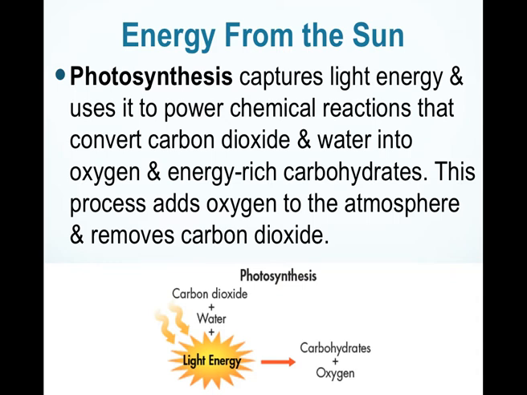Photosynthesis is the process that plants use in order to capture energy from the sun and power the chemical reactions to convert carbon dioxide and water into glucose. That's sugar that it needs in order to have energy for its cells. This process takes carbon dioxide out of the environment and adds oxygen.